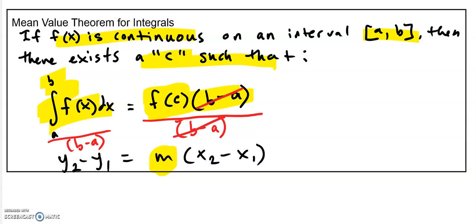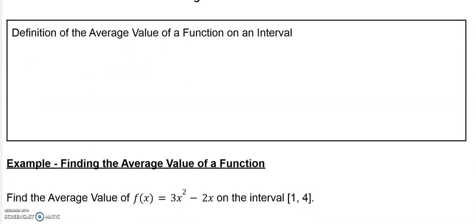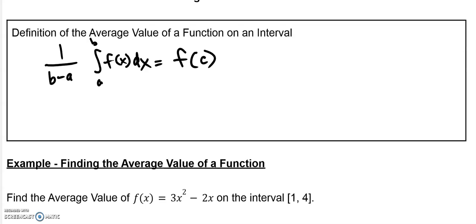So b minus a over b minus a, those cancel out, and you're left with the integral from a to b of your function dx all over b minus a. Now the definition of the average value is exactly that. It is 1 over b minus a times the integral from a to b of your function is equal to f of c. That's how you would find the average value of a function on the given interval. So this f of c represents the average height.